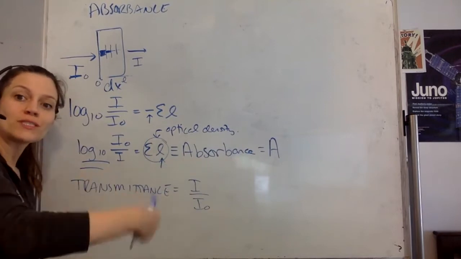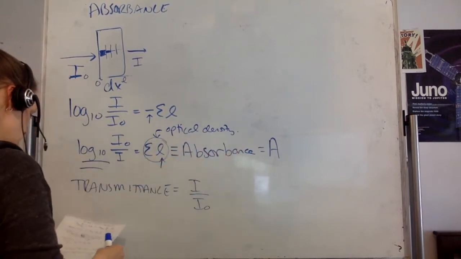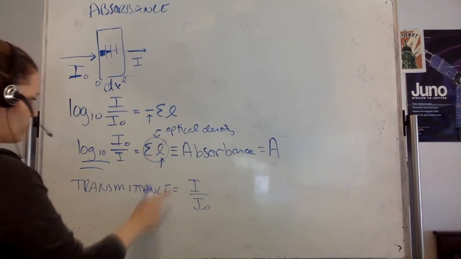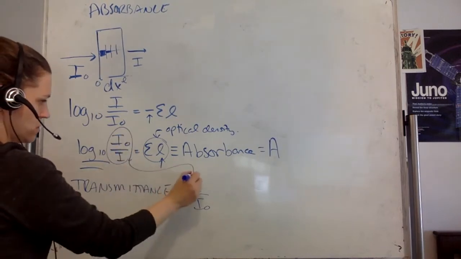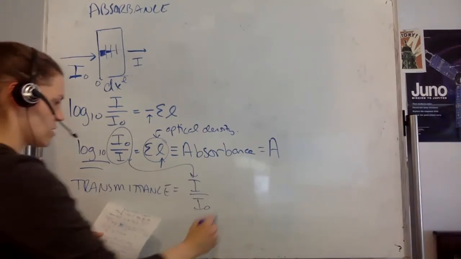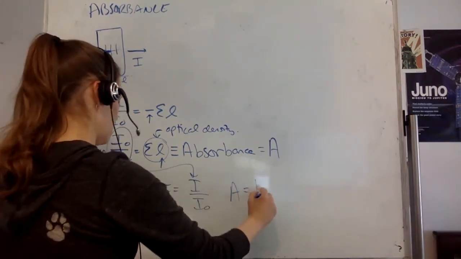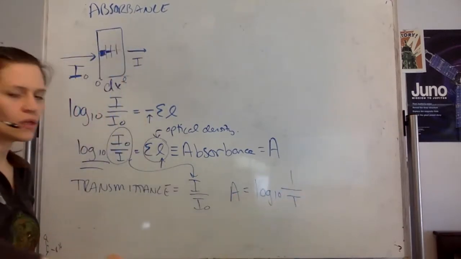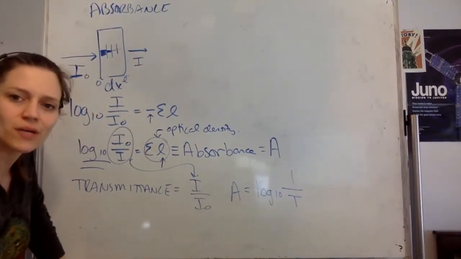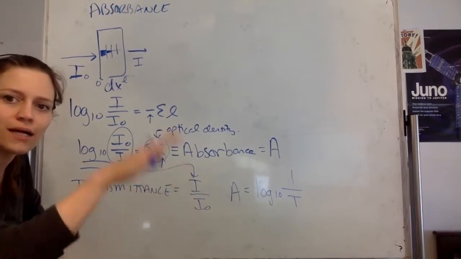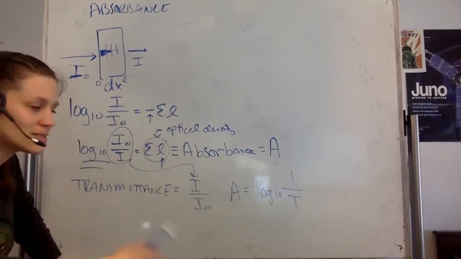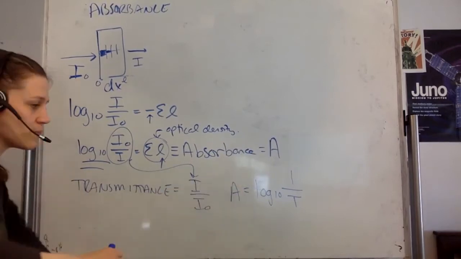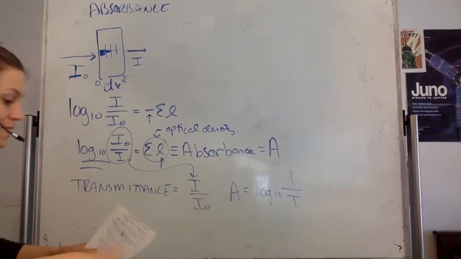To turn this into a percent transmittance, if you notice here, you've got A is equal to log base 10 of 1 over T. If you look at old analog spectrometers where you had the little dial, the dial was on a log base 10 scale. And that's one of the reasons, because it's all log base 10 instead of natural log.